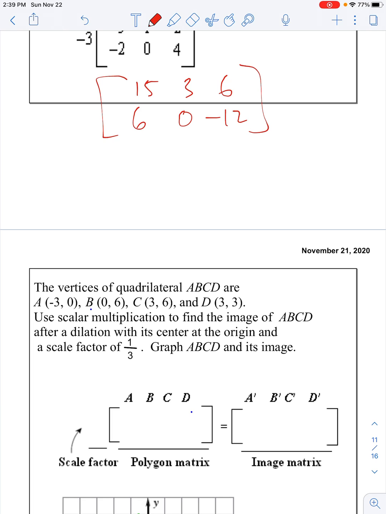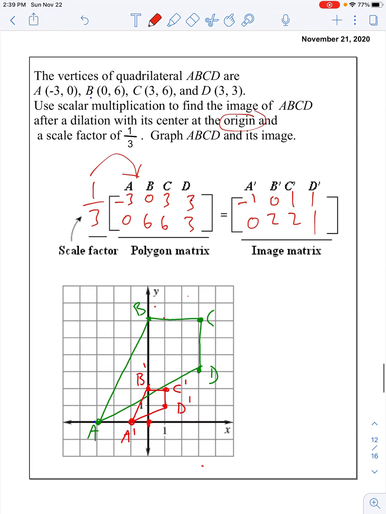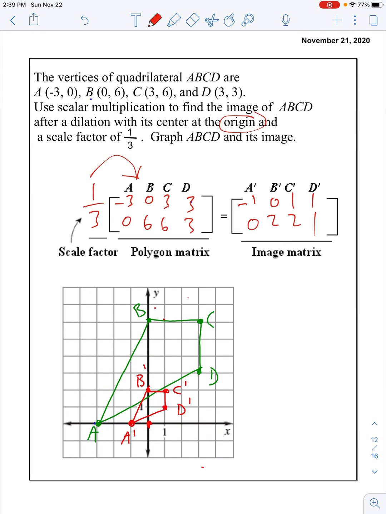The vertices of quadrilateral ABCD are given there. It says use scalar multiplication to find the image of ABCD after a dilation, center at the origin, and a scale factor of 1/3. So we're going to take that 1/3 times our polygon matrix, which would have been -3 over 0, 0 over 6, 3 over 6, and 3 over 3. So take your 1/3 and distribute it in. We get -1, 0, 1, 1, 0, 2, 2, 1. And there's your two figures plotted out.